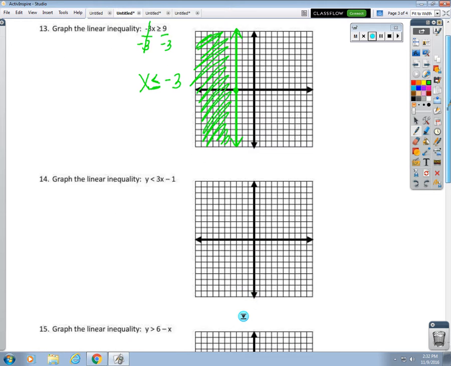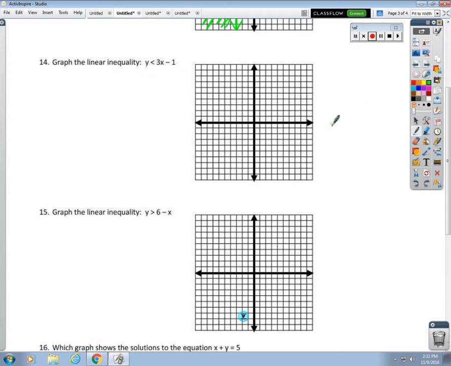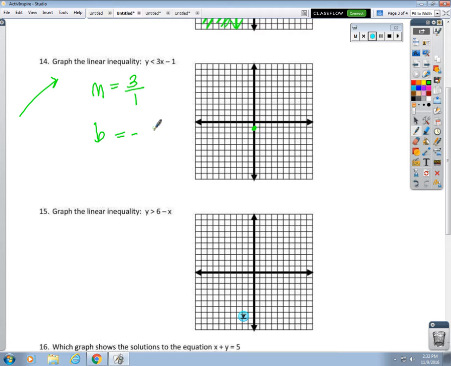Okay, number 14. Graph the linear inequality, y is less than 3x minus 1. So what do we do first? Right, we have to find the slope and the y-intercept. What is the slope? 3 over 1. So that assures us the line will be going up because it's positive. And then our y-intercept is negative 1. So how do we graph our line? Go down 1 and plot a point, and then what do we do?